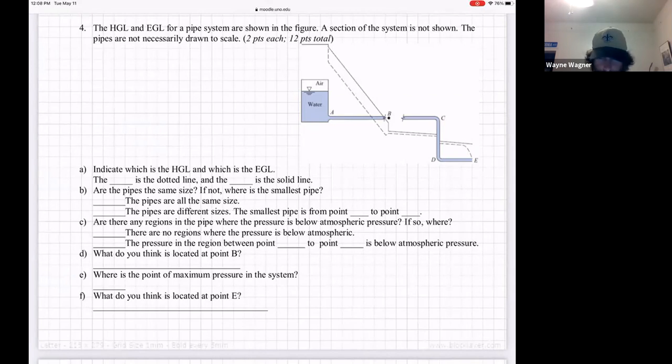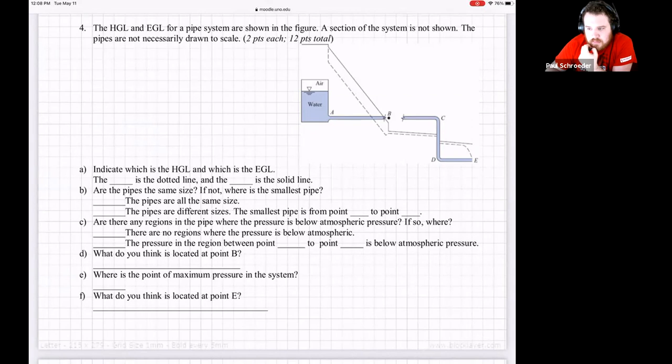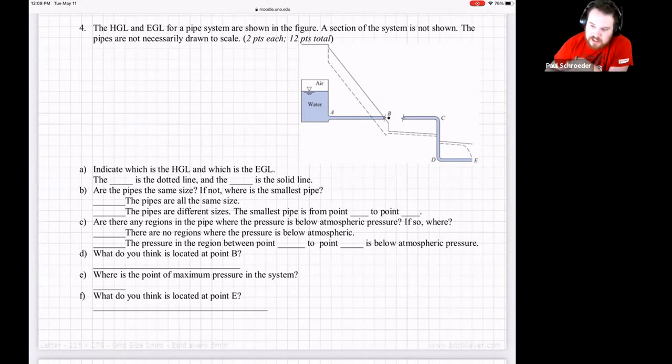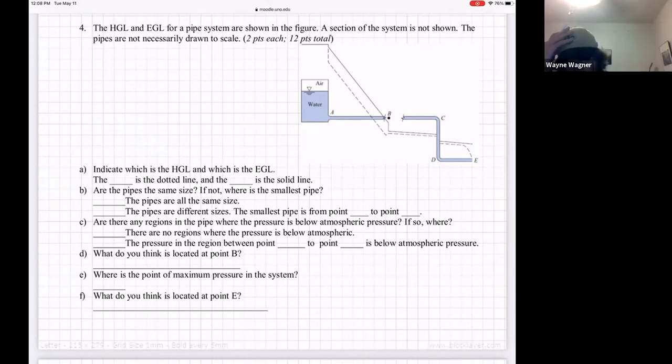Okay, are the pipes the same size? If not, where's the smallest pipe? No, they're not the same. How can you tell? Because the slope is different from A to B to B to C, but from B to E, it seems like it's the same diameter. Yeah, so from B to E it's the same diameter until right before E.